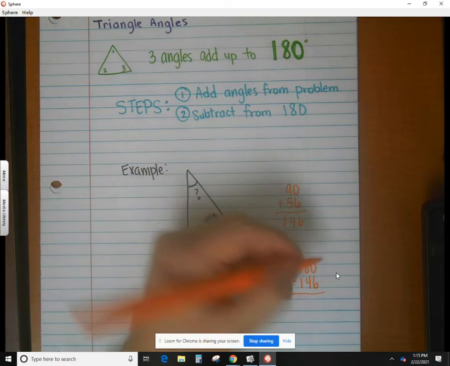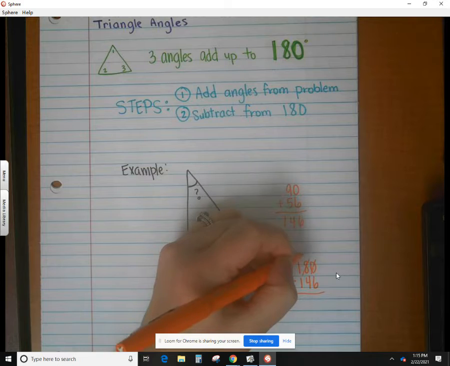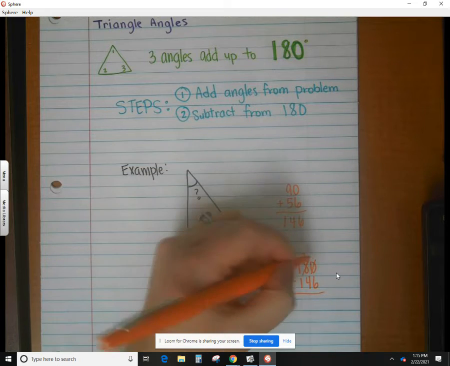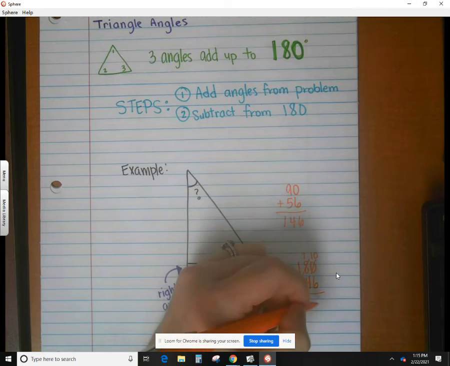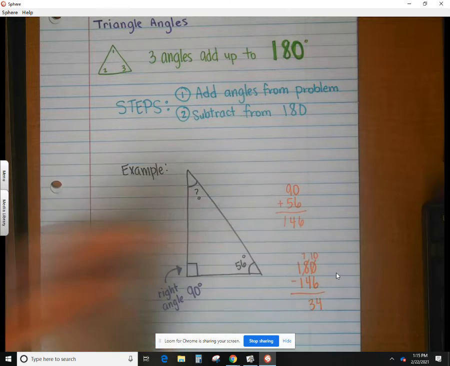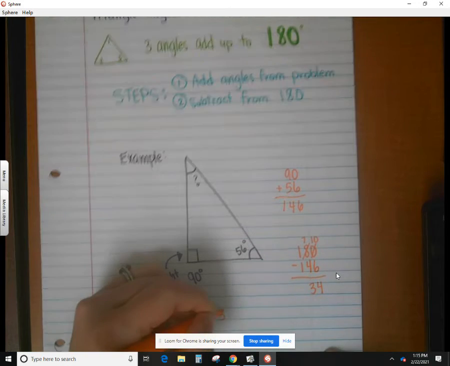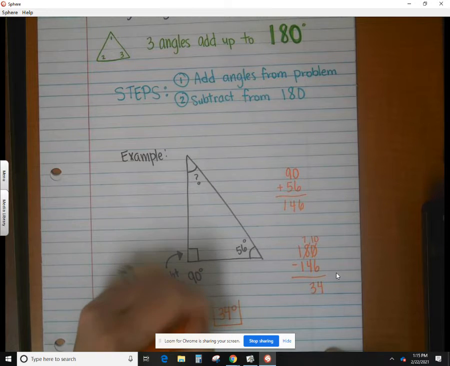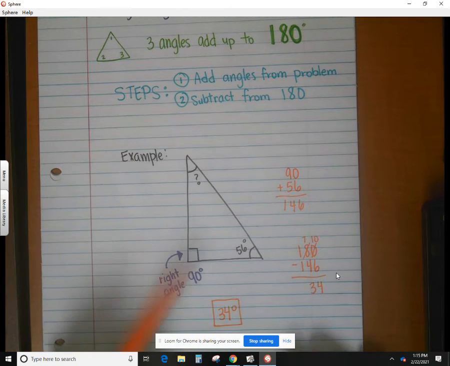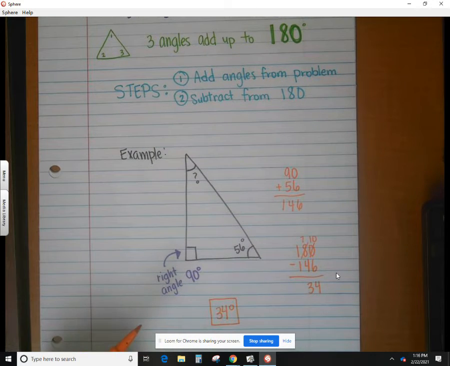I can't take 6 away from 0, so I've got to regroup here. I'm going to borrow from this 8. It's going to become a 7. The 0 becomes a 10. And I figure out that that angle has to be 34 degrees. And you can always double check by adding this plus this plus this, and it should give you 180. If it doesn't, you made a mistake.